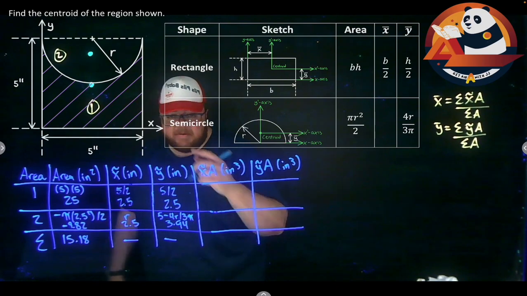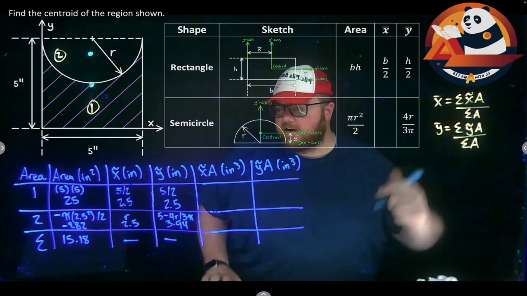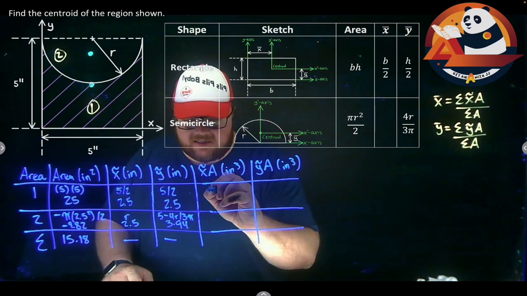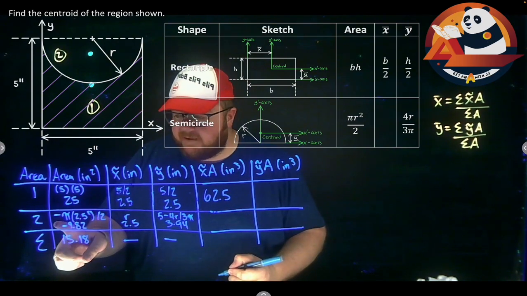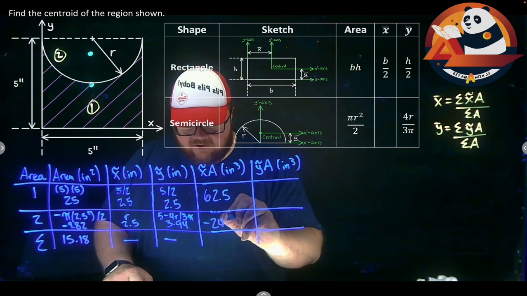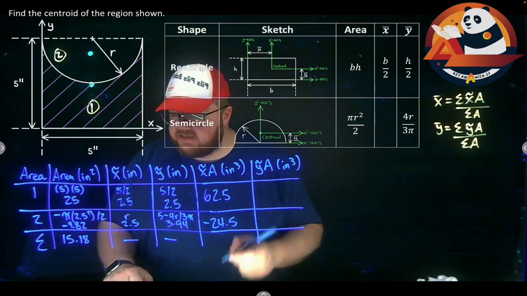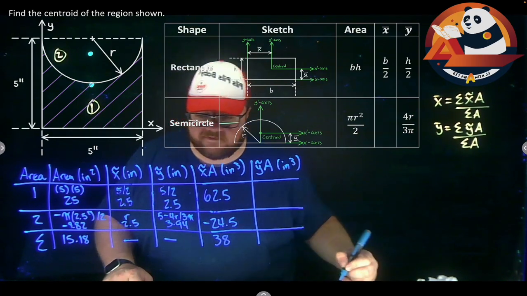Again, I don't need to add up my y tildes. But from here, I can come in and figure out x tilde a. 25 times 2.5 gets me 62.5. Negative 9.82 times 2.5 will get me negative 24.5. And I do have a sum of my x tilde a in my equations. Let's add this up. I get 38.